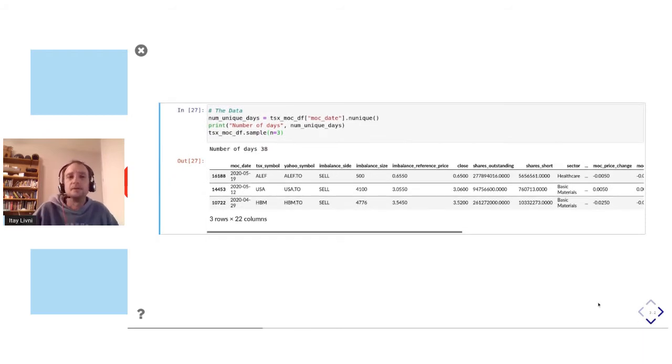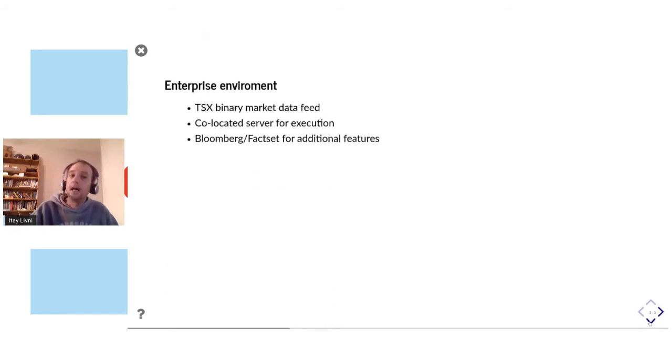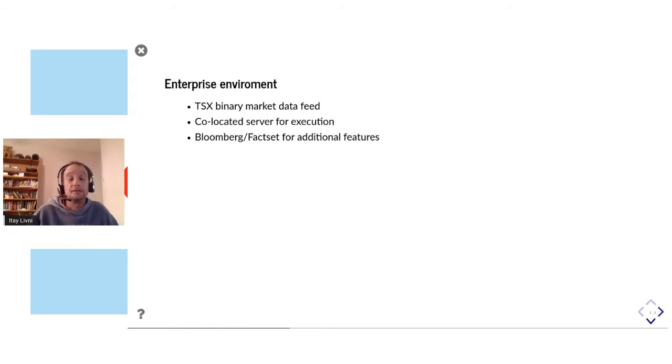So here's just an example of the data that we collected. Just a sample. You can see that the imbalance side can actually have sells and buys, and that's going to be this fourth column here. It can be sells and buys, and this is the reference price, and then the size is how many shares there are to buy or sell at the close. In an enterprise environment, you would actually get this data through a TSX binary feed. You'd be co-located at the TSX, and you'd use Bloomberg for most of your Yahoo-type data.